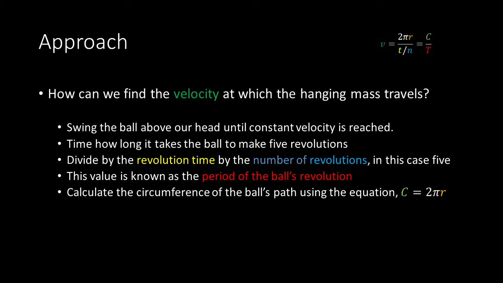Next, we must calculate the circumference of the ball's path using the equation c equals 2 pi r. We find circumference because this is the amount of distance the ball covers in one revolution. Next, to find velocity, just divide the circumference by the period. This is the same as distance over time.